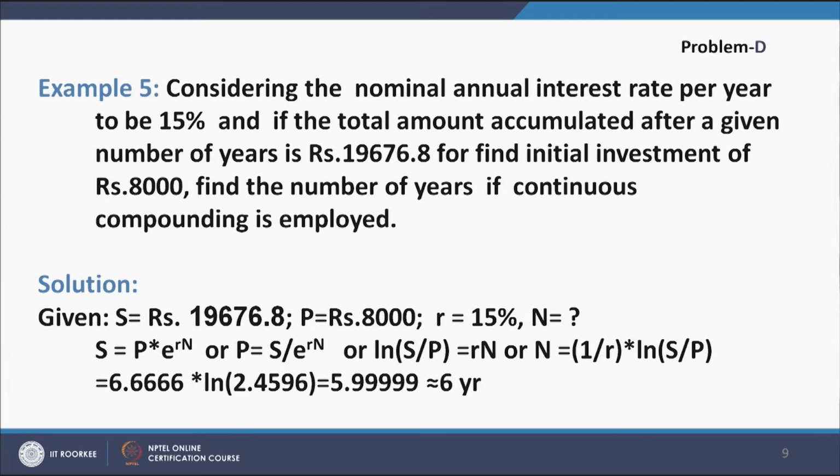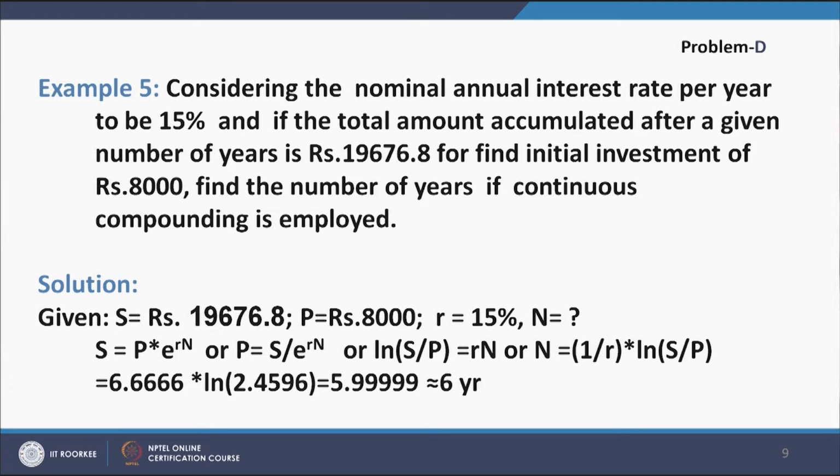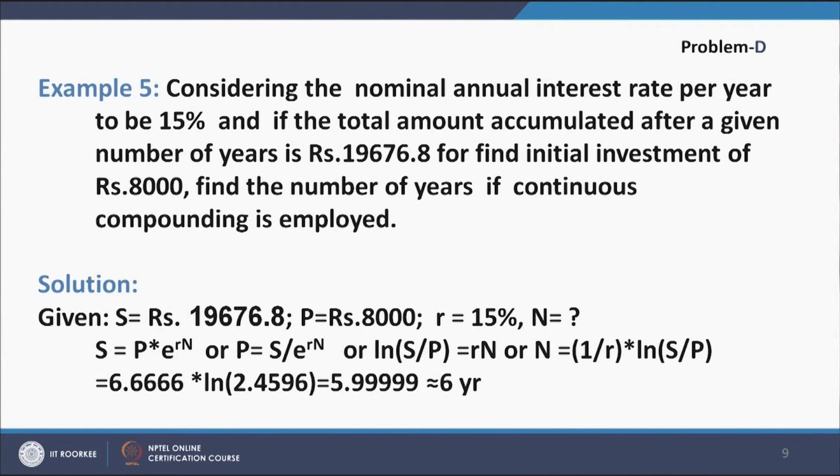Now, problem type D, example 5. Considering the nominal annual interest rate per year to be 15%, and if the total amount accumulated after a given number of years is rupees 19,676.8, for an initial investment of 8,000, find the number of years if continuous compounding is employed. Solution: given S is equal to rupees 19,676.8, P is 8,000, R is equal to 15%, and what is the value of n?